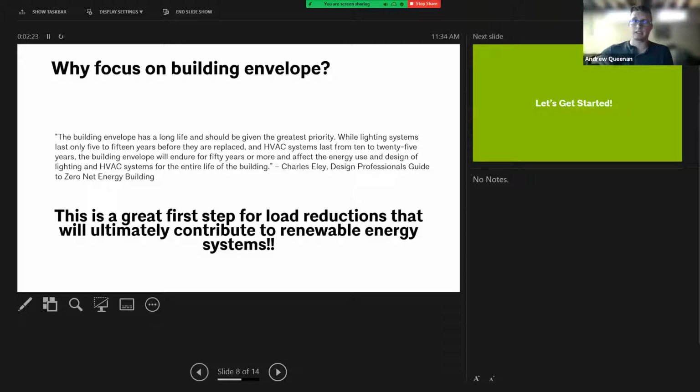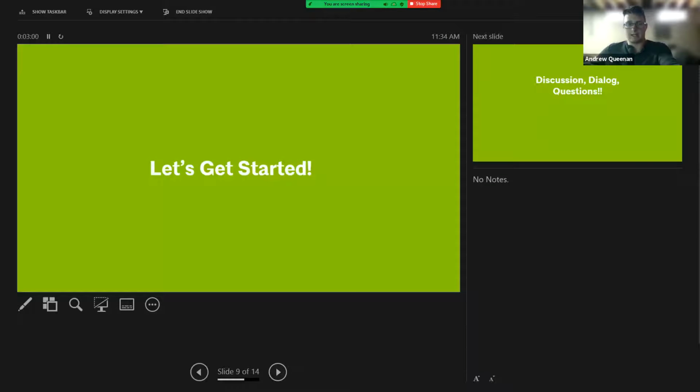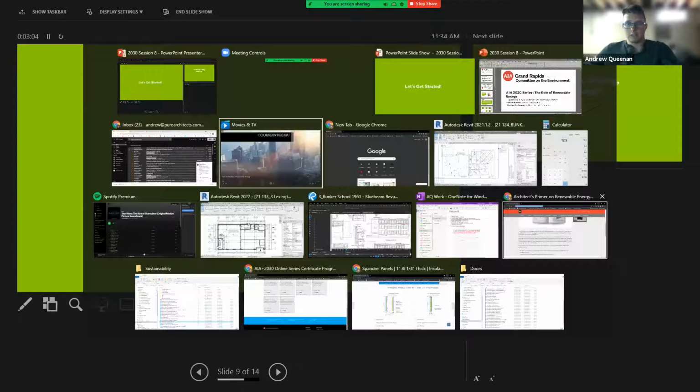Building on last week's session, what I wanted to add to the building envelope slide is that the building envelope is something that we as architects have direct control over, and is also a great first step in terms of load reductions to make renewable energy systems both economical and efficient for the building. Not only does it impact HVAC and lighting systems that may or may not be replaced in the nearer term future, it also affects the long-term efficacy of renewable energy. So with that, I'll go ahead and hit play here.